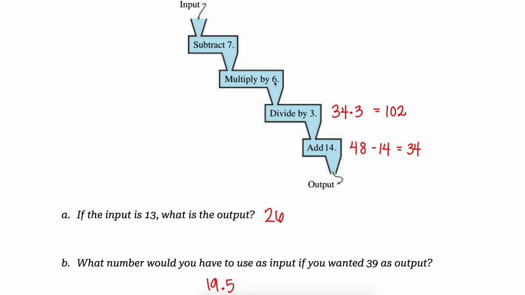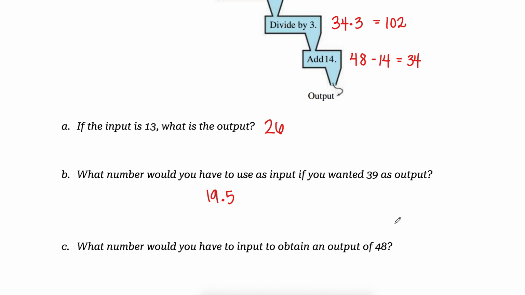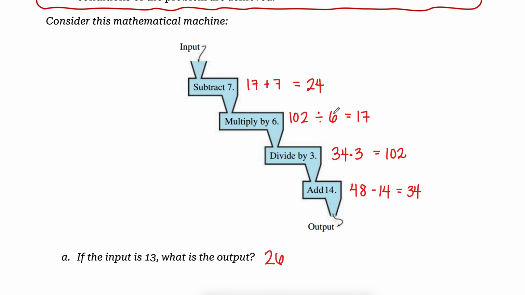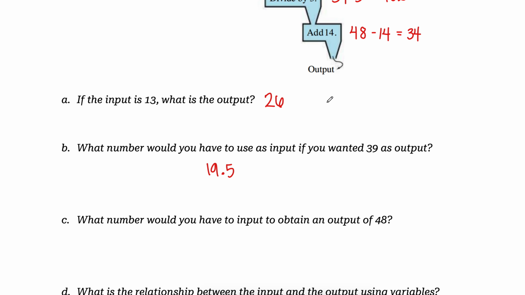Then instead of multiplying by 6, because we're working backwards, we're going to divide that by 6. So 102 divided by 6, that's going to equal 17. And then finally, 17 plus 7 we'll end up with 24. So to end up with 48 as our output, we would need to input 24, working backwards.